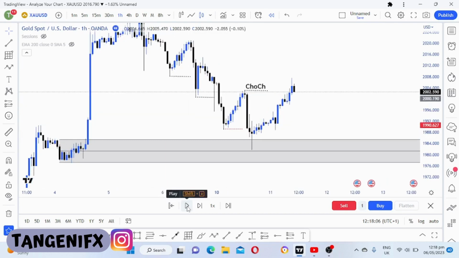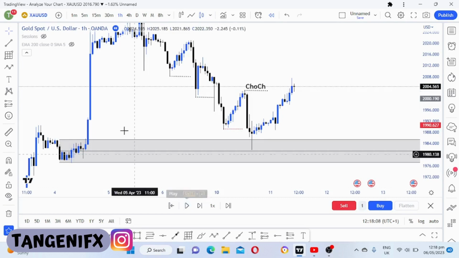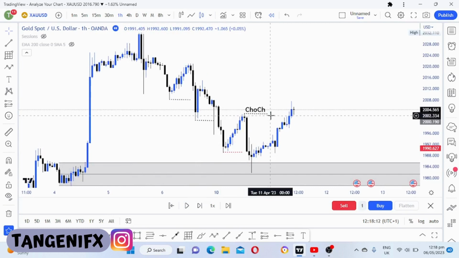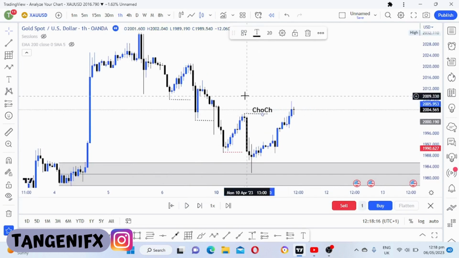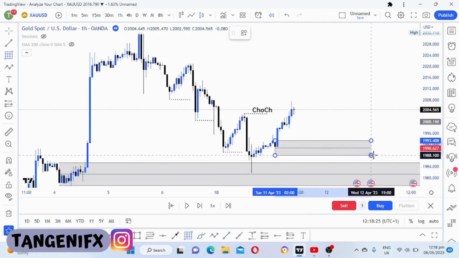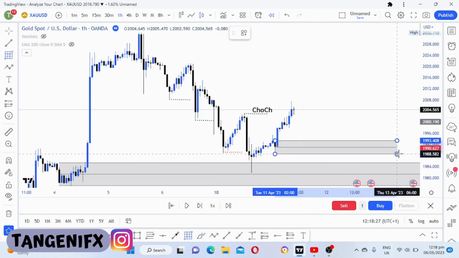There is a change of character, as you can see, guys. Now we have a change of character. So now let me draw another zone. This one is on H1. Let me draw another zone. So this is the second zone.